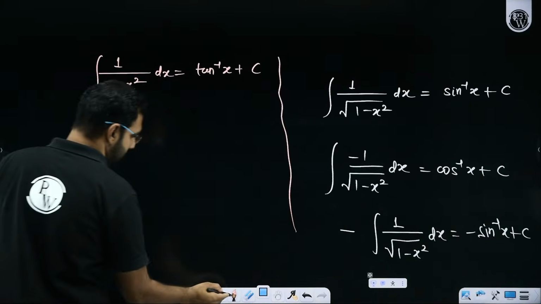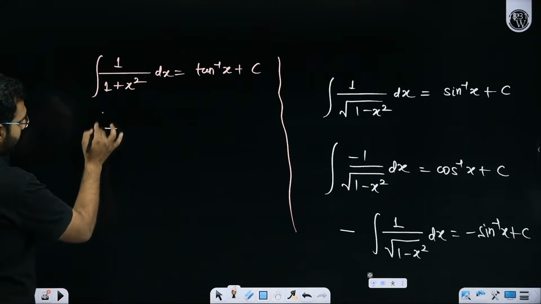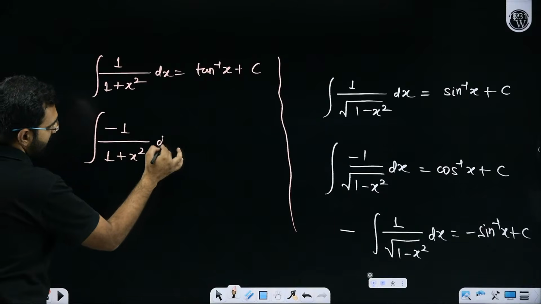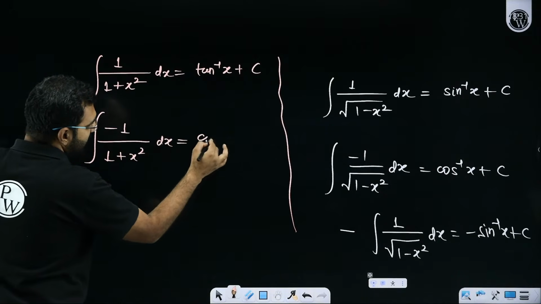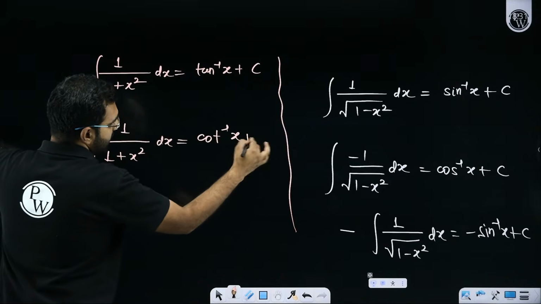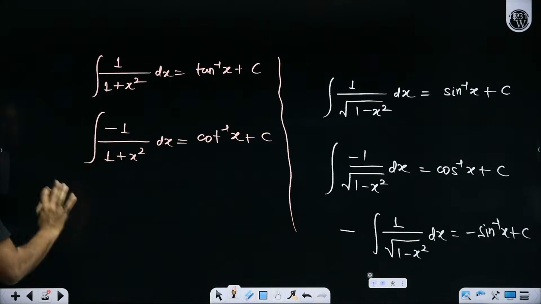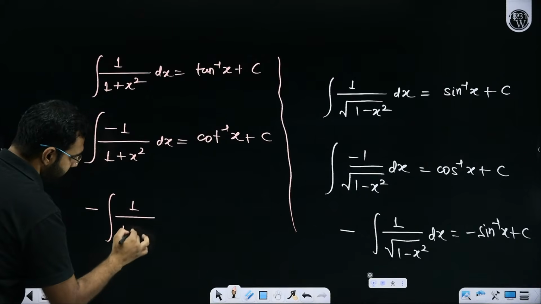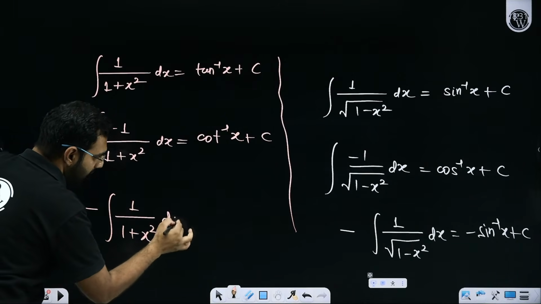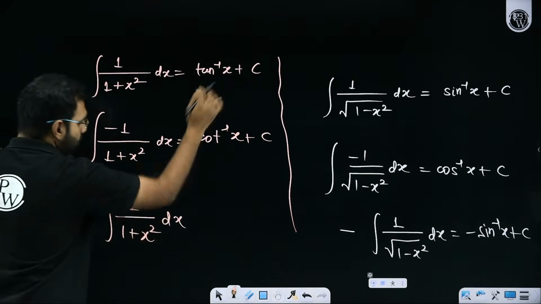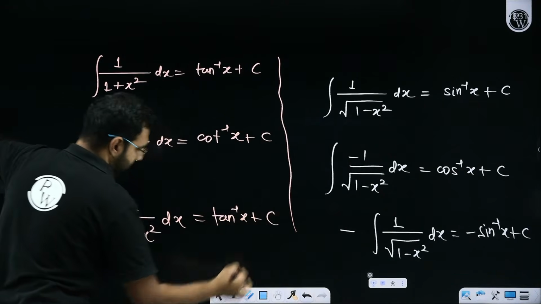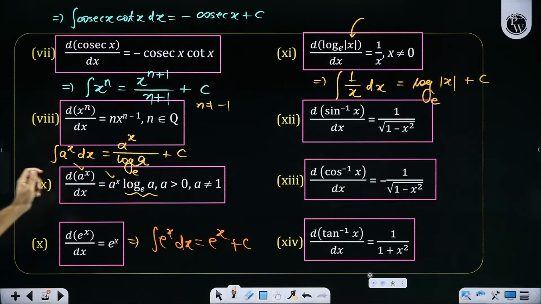What does it mean, sir? It means that if you ever see minus 1 upon 1 plus x square needs to be integrated, then you can clearly say it is cot inverse x. But sir, what if I put this minus sign outside? Definitely you can. In that case, it will be minus of 1 upon 1 plus x square, and for this we know the integration is tan inverse x plus c. I hope there is no confusion regarding this.